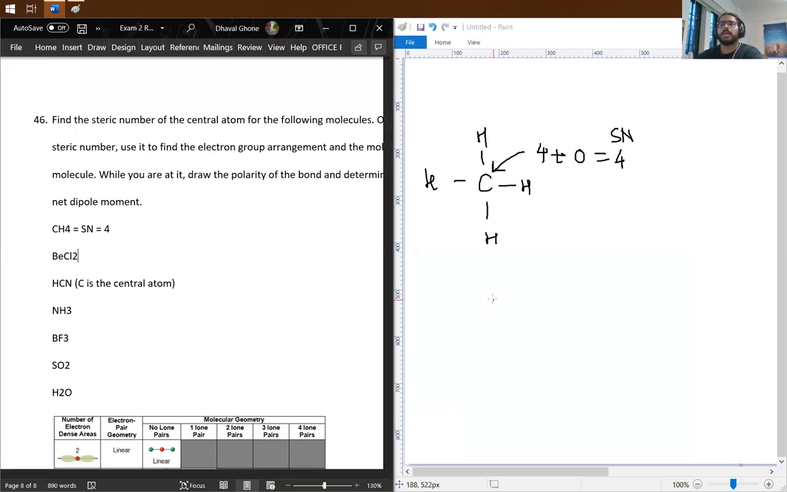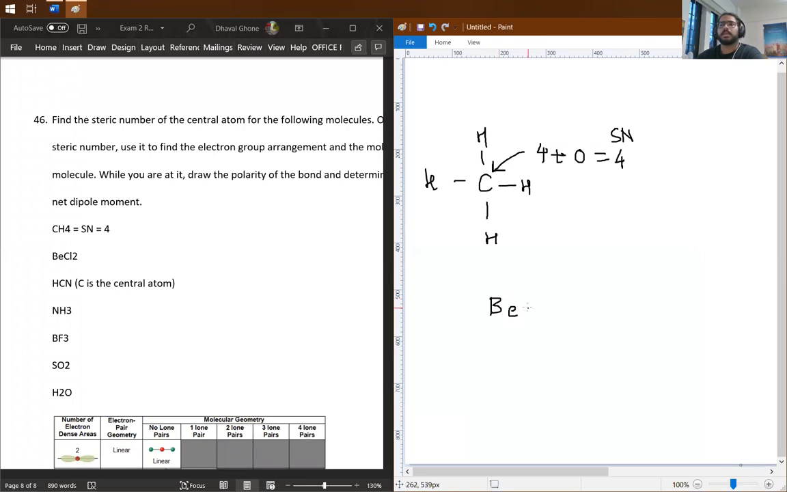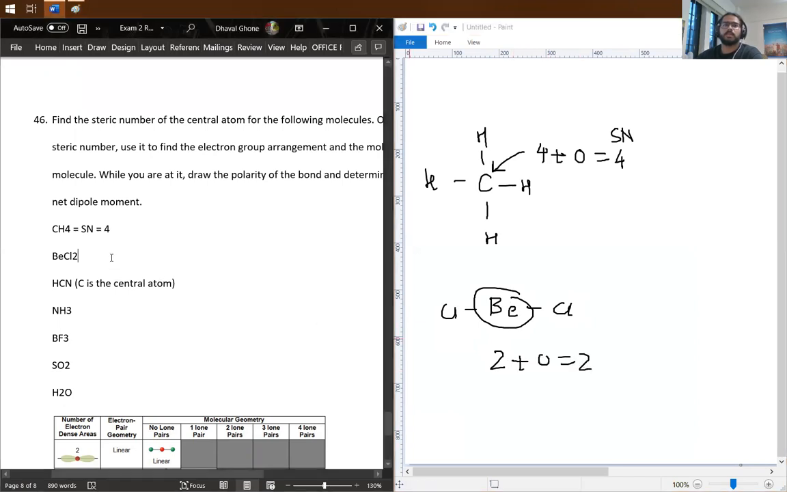BeCl2, I drew it as Be, and then I drew 2 bonds to Cl, and then chlorine has a bunch of lone pairs. We don't care about them. We only care about the central atom. It only has 2 bonds, no lone pairs. Hence, the steric number for BeCl2 is 2.